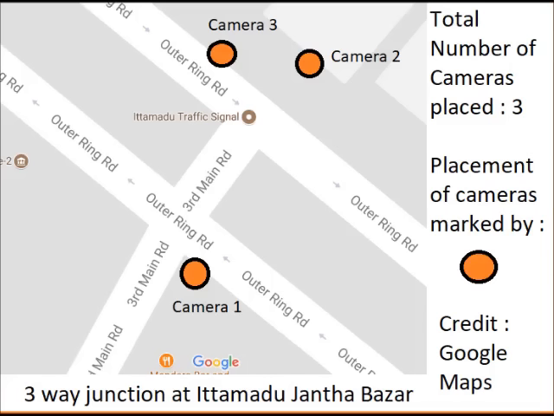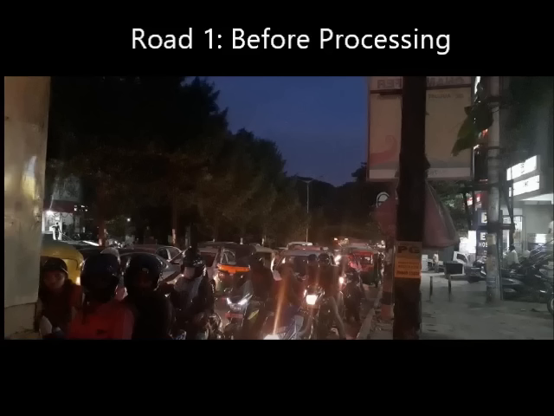I will now be talking about the practical test which we had conducted at the Ithamadu traffic junction on October 21st around 6 p.m. This junction has a signal time of 120 seconds. That is, to complete one cycle of operations, it takes 120 seconds. As you can see from the image, there were 3 cameras placed, oriented towards the roads in such a way that they would be in frame of the ongoing traffic. These cameras would simultaneously take pictures and send it to the cloud server.